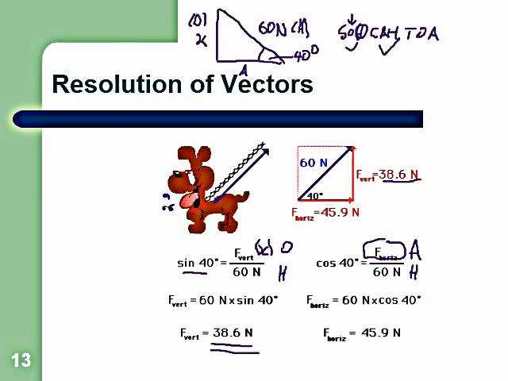And rearranging the equation, the horizontal force will be 60 newtons times cosine of 40 degrees, giving the horizontal force as being 45.9. So geometry, which you may have thought was useless in year 10 and 11, comes in handy in year 12 physics.